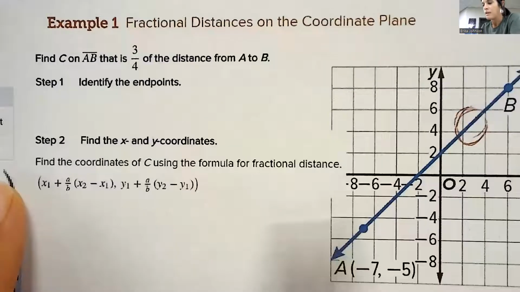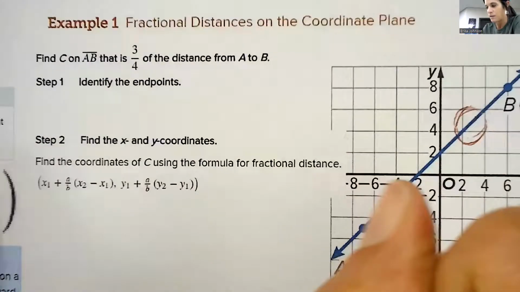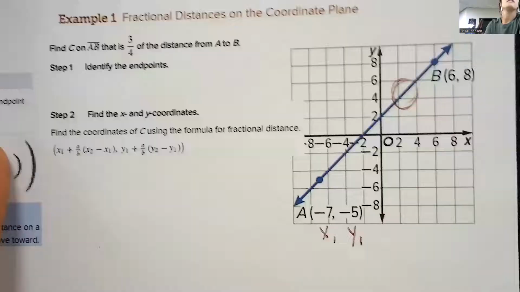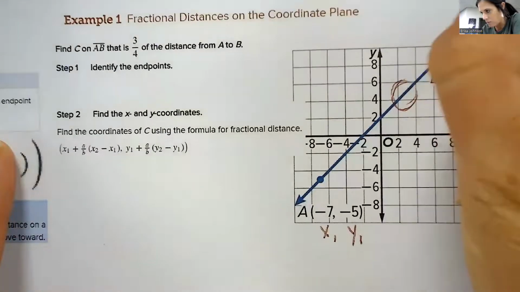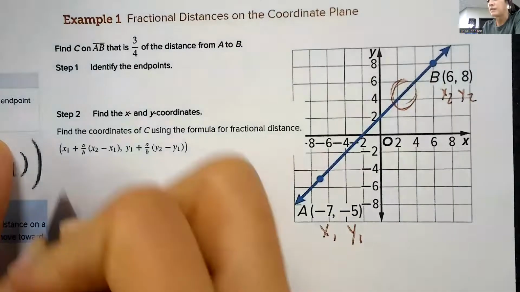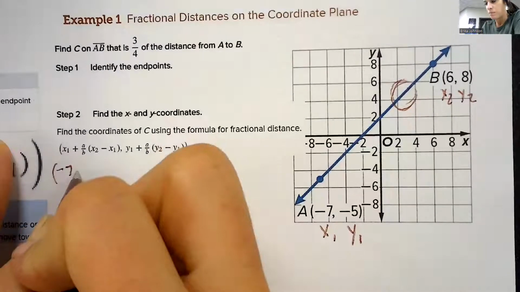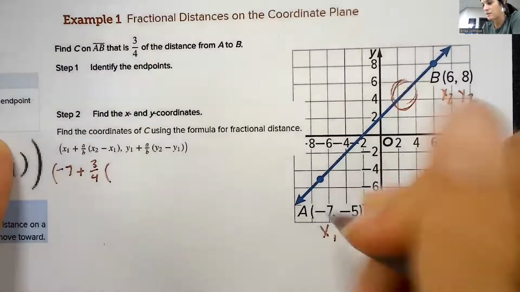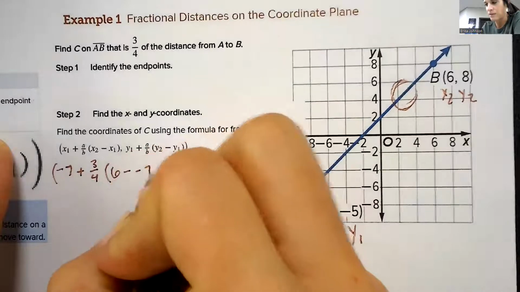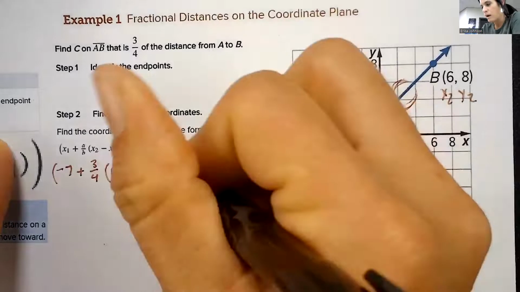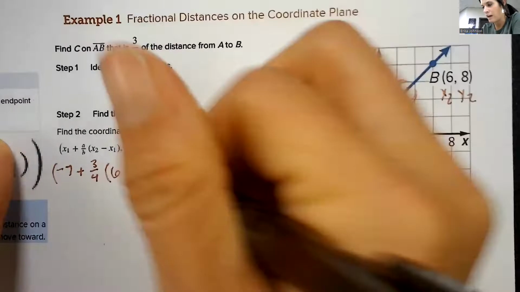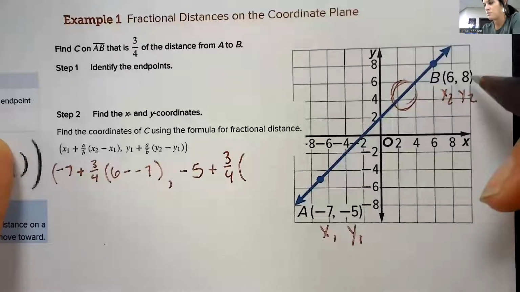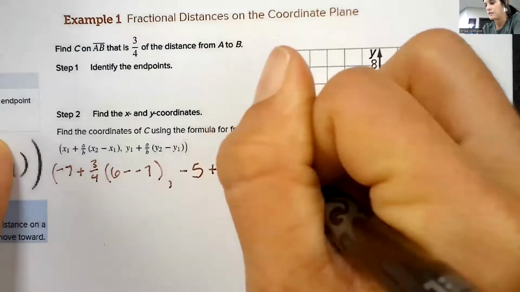We're going to plug in from A to B. So X1 and Y1 has to be -7 and -5, and then B is X2 and Y2. Okay, so I'm going to plug in -7 plus A over B, which is 3/4, of X2 minus X1, so 6 minus -7. And then Y1 is -5 plus 3/4 of Y2 minus Y1, so 8 minus -5.